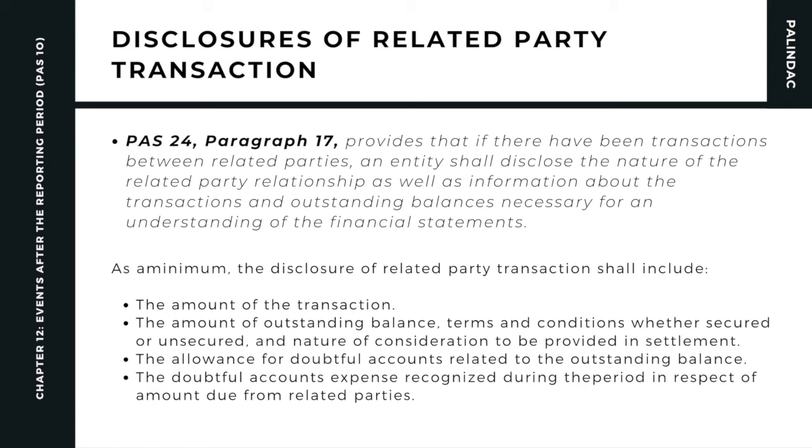As a minimum, the disclosures of related party transactions shall include: letter A, the amount of the transaction; B, the amount of outstanding balance, terms and conditions, whether secured or unsecured, and nature of consideration to be provided in settlement; C, the allowance for doubtful accounts related to the outstanding balance; and lastly, the doubtful accounts expense recognized during the period in respect of amounts due from related parties.